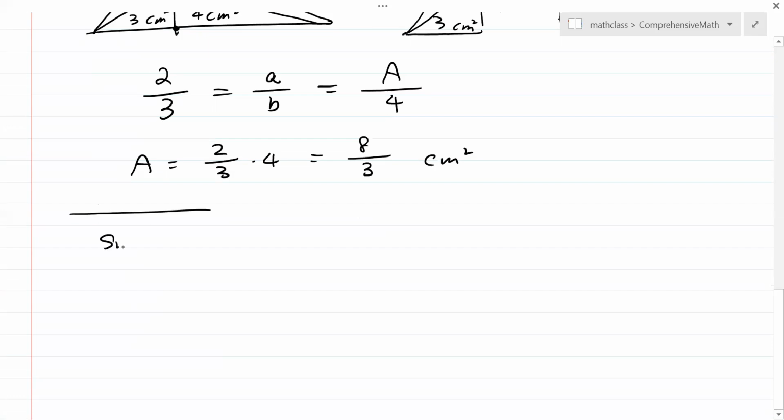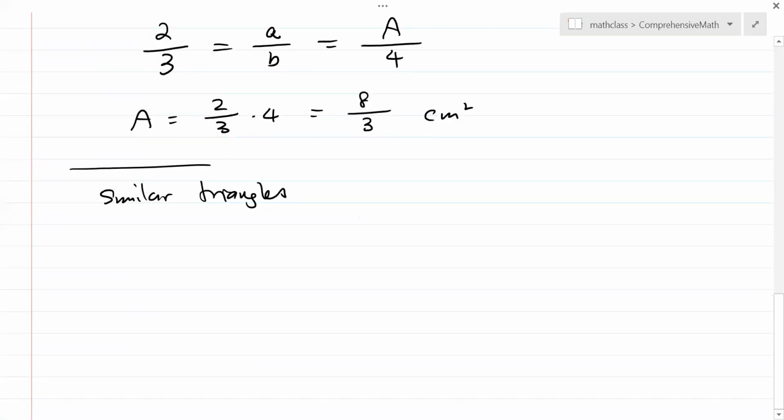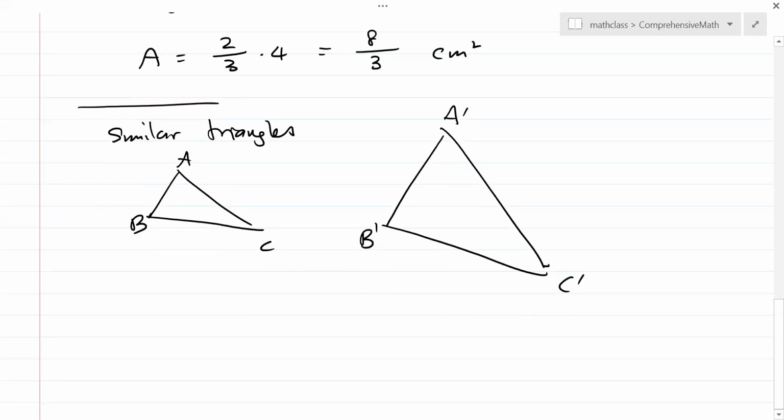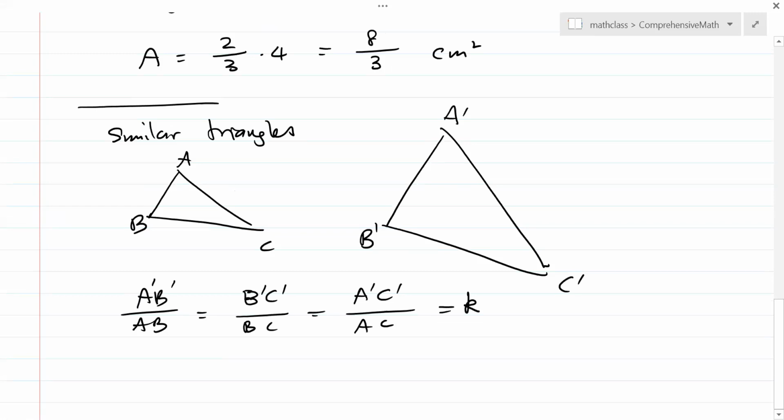Then I'm going to talk about similar triangles. I have two triangles that look similar, right? One is A, B, C, and the other is A prime, B prime, C prime. Similar means A prime B prime over AB should be equal to B prime C prime over BC, which should be equal to A prime C prime over AC, right? And that's called a constant. This is a ratio.